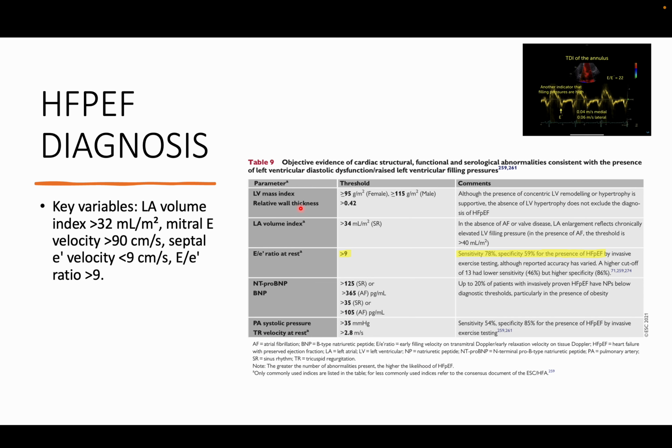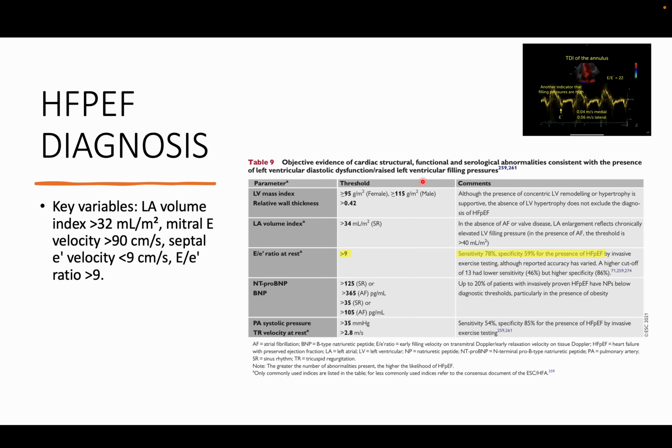So one is left ventricular mass index more than 95 grams per meter square in females or more than 150 grams per meter square in males. Then left atrial volume more than 34 ml per meter square, or E by E prime ratio, which is one of the most specific and sensitive markers used for heart failure with preserved ejection fraction. E by E prime more than 9, and NT-proBNP more than 125, or BNP more than 35. These are the common markers in heart failure with preserved ejection fraction, where LVEF is preserved but there is heart failure per se.